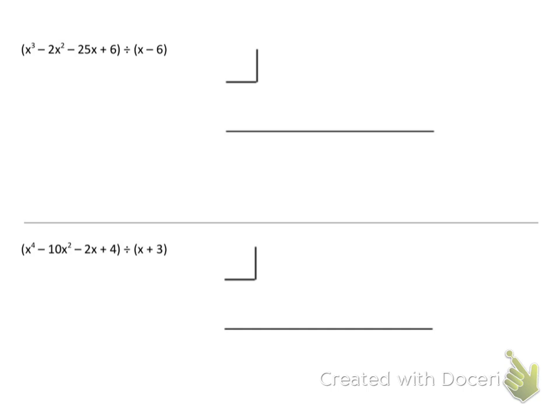All right, what number do you think will go in the half box? 6. 6, good. My coefficients are 1, negative 2, negative 25, and 6. Synthetic is always addition. So first step, bring down the 1. What's 6 times 1? 6. All right, so now negative 2 plus 6 is 4.